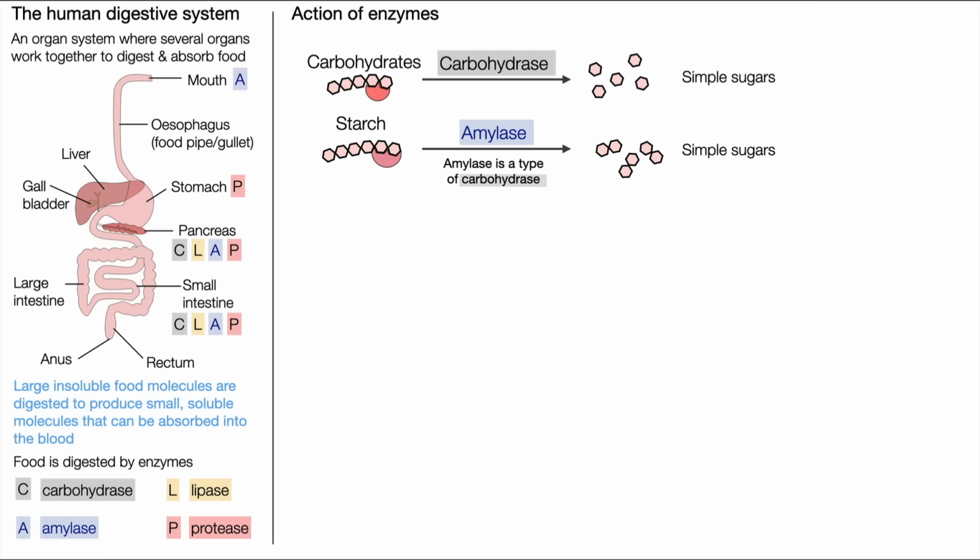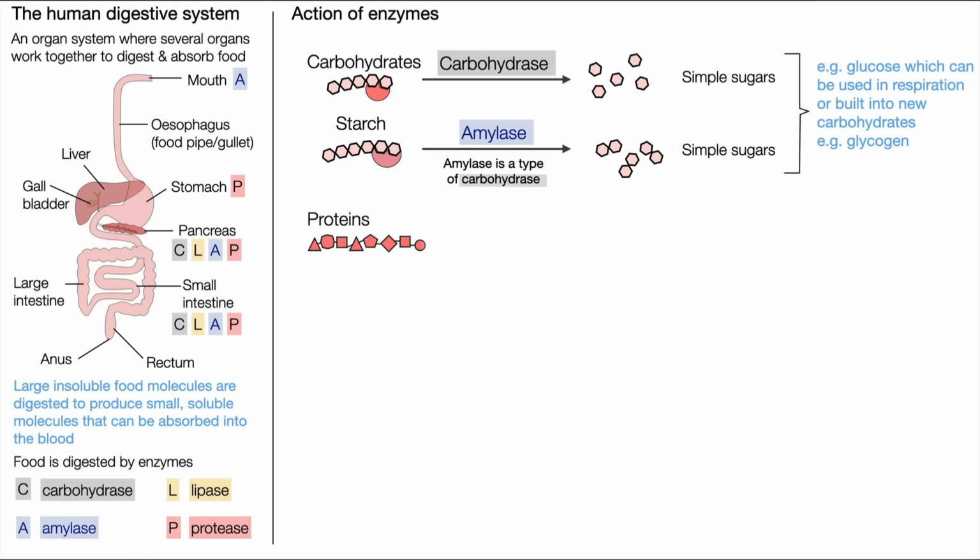Once we've broken these down into the simple sugars, they can be used in the body. For example, a simple sugar is glucose, which can be used in respiration, or the simple sugars can be built into new carbohydrates, for example, glycogen, something we'll look at in a future video. We have proteins, and proteins are made of long chains of these units called amino acids, and proteins are broken down by protease enzymes into those amino acids.